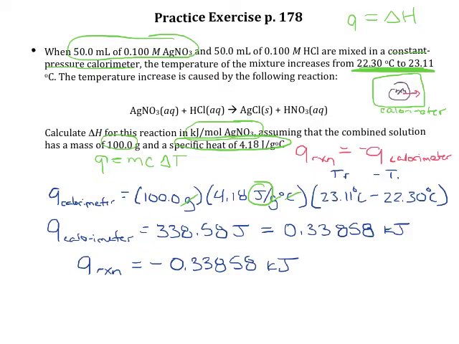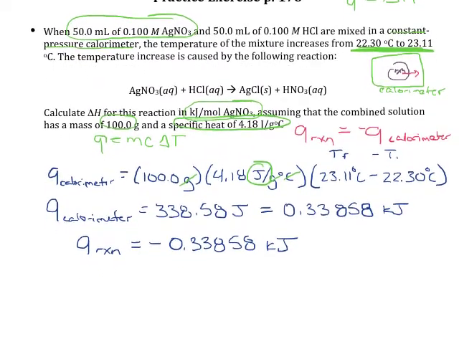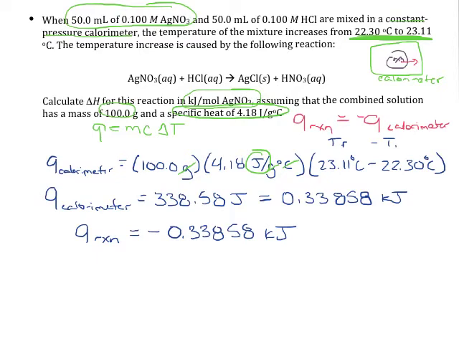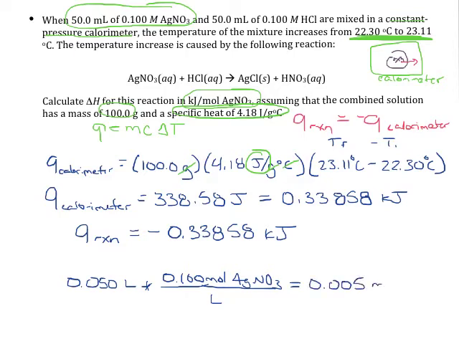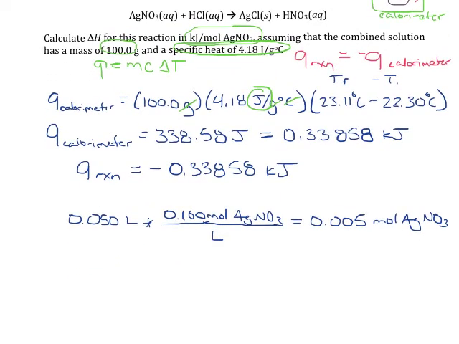Remember that they want our answer in kilojoules per mole of silver nitrate. So the next thing we need to do is figure out how many moles of silver nitrate we have. We can get the moles from the molarity, just like we were doing in the last chapter. That 50 milliliters is the same thing as 0.050 liters. They've told us that there are 0.100 moles of silver nitrate in every liter, which means we have 0.005 moles of silver nitrate. So now we have the two pieces. We know the kilojoules and we know the moles, so it's time to put them all together.